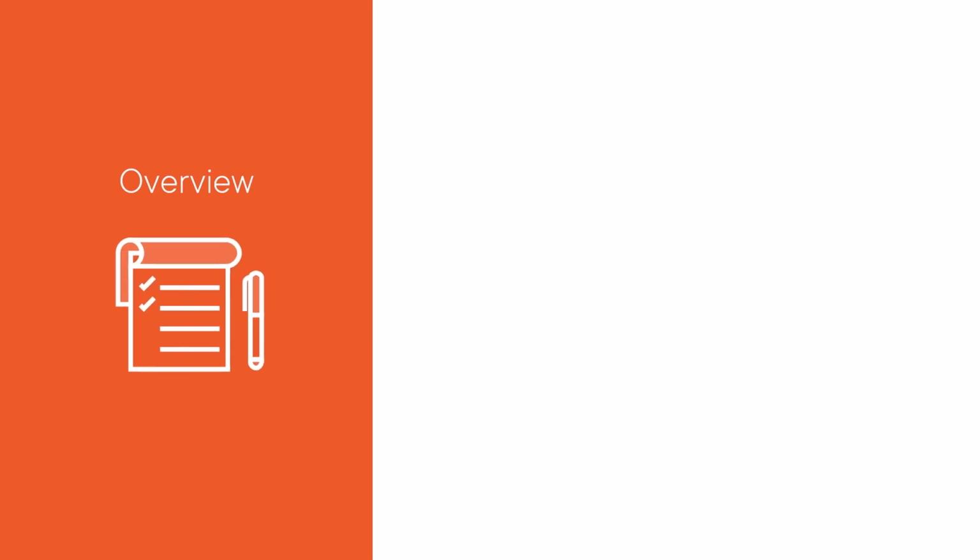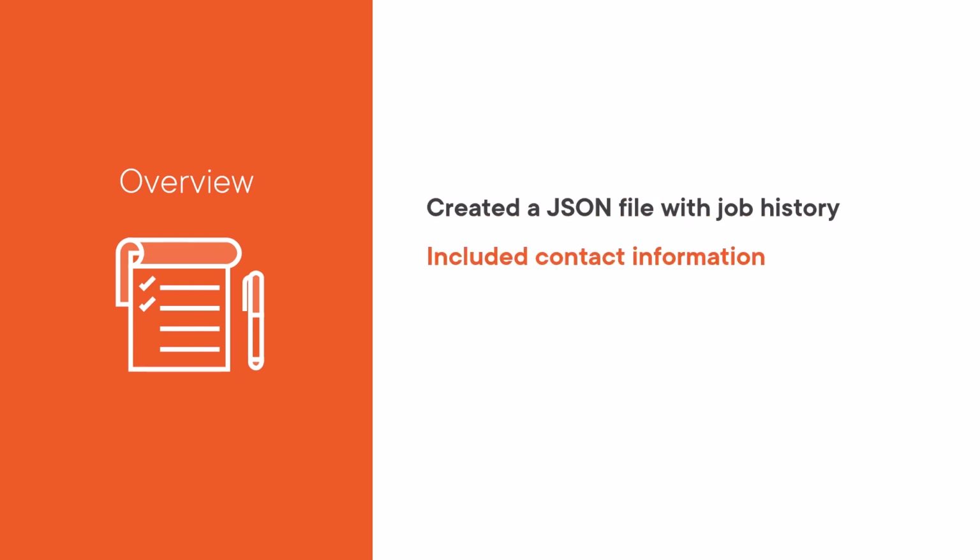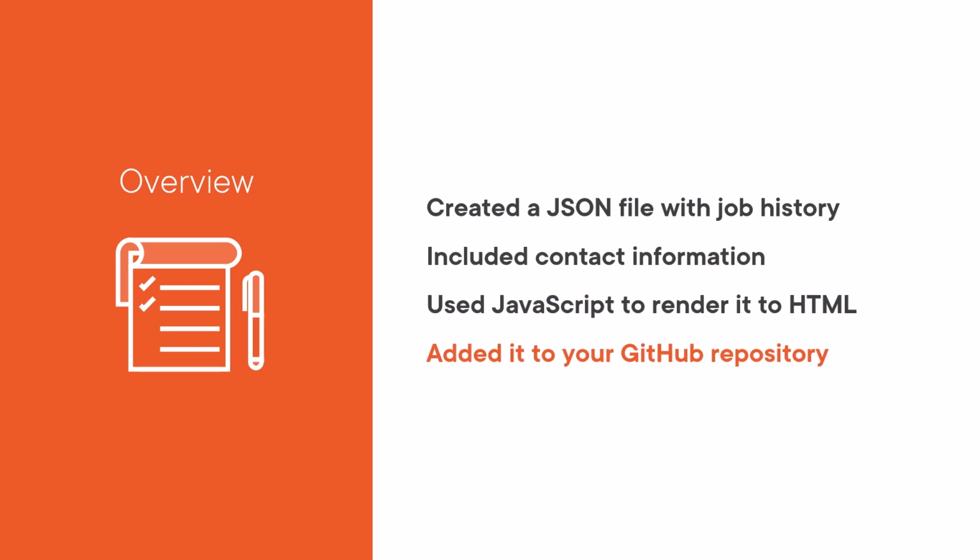So to recap, we created a JSON file with our job history. Actually, we didn't create it. We found a cool one online. Then we included our contact information that was included in that JSON, and we used JavaScript to render it to HTML and then added it to a GitHub repository. So I think we've successfully met all the rules here for this challenge.